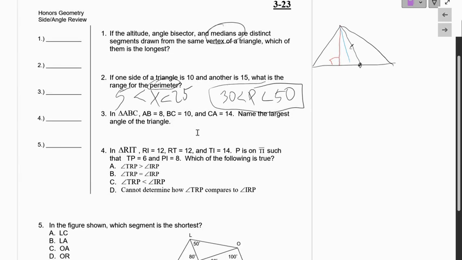Number 3: triangle ABC, name the largest angle. If you need to, draw it out. AB is 8, BC is 10, and CA is 14, which means angle B is our largest angle because it's across from the largest side.